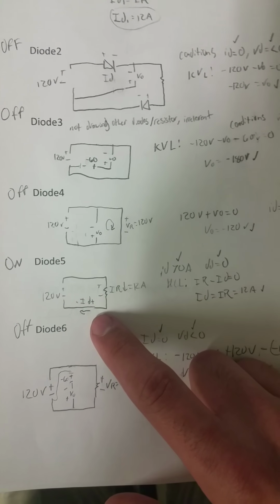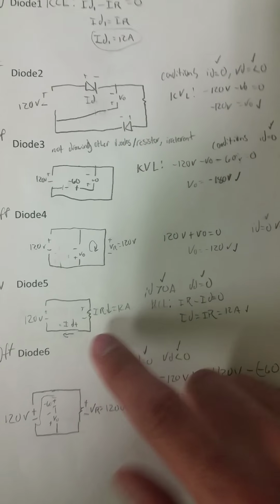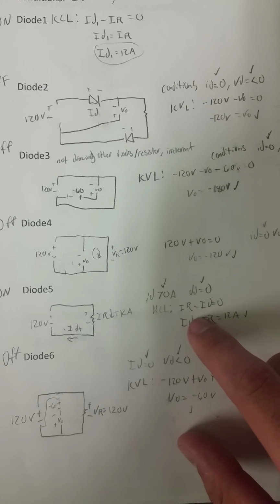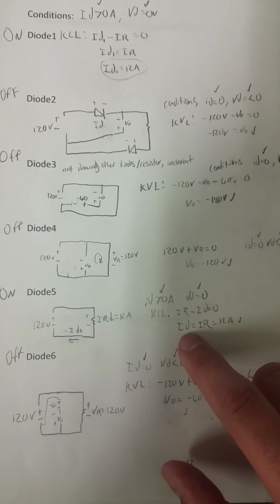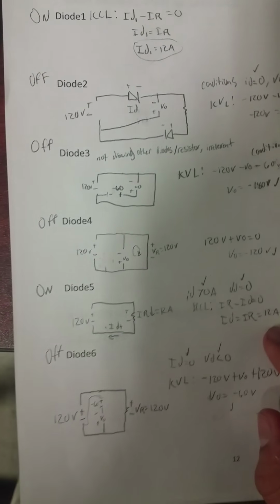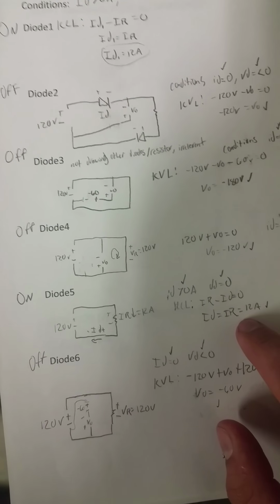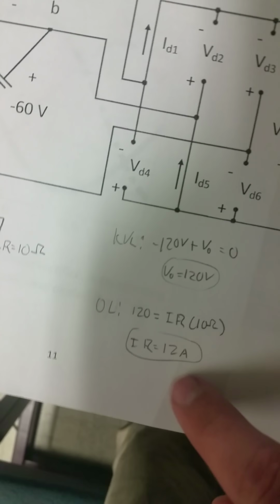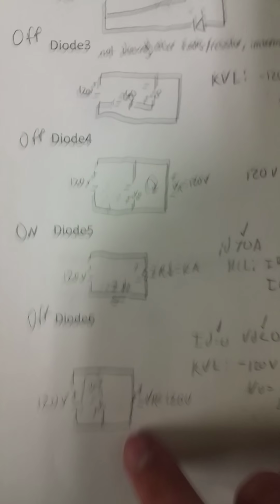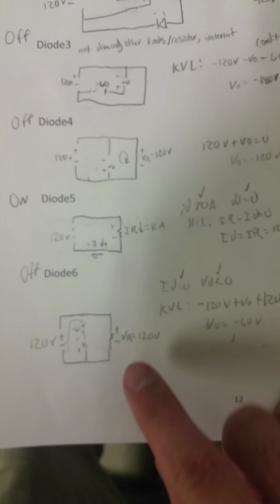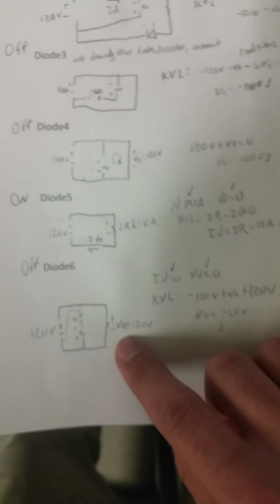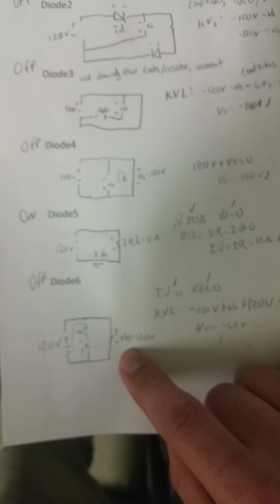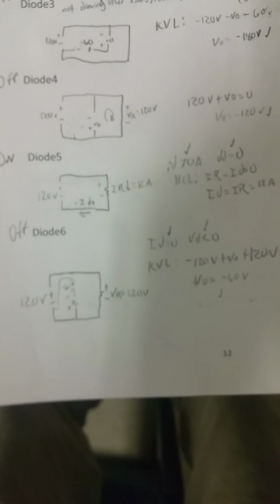This one, diode 5, should be on. So this one's a KCL. We have IR minus ID equals 0, ID equals IR equals 12 amps again, because that 12 amps was again this 12 amps right over here. So now, this last one gave me a little bit of trouble, because this one, the resistor is important if you want your math to work out correctly. So it took me a while to figure that out, but I got it now.